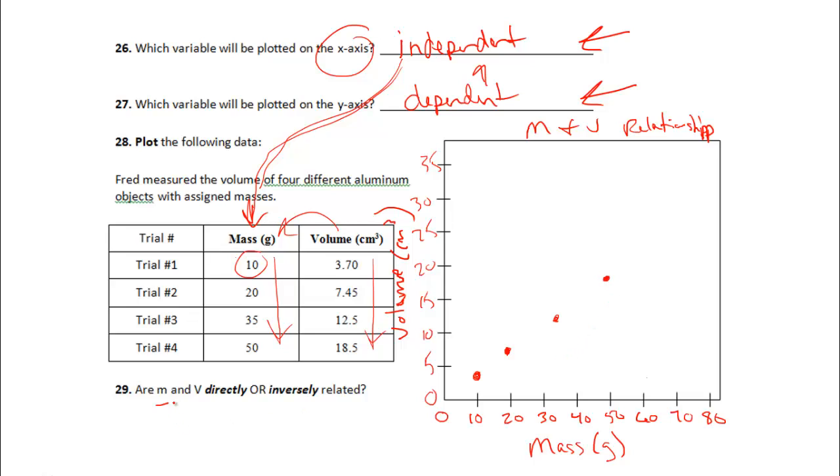So you can see here, mass and volume vary directly. If one thing goes up, so does the other thing, and vice versa. If one thing goes down, so does the other variable. Inversely would be one goes up, the other goes down. And with this data here, it looks very nice and linear, like so. You can see the graph goes like that.